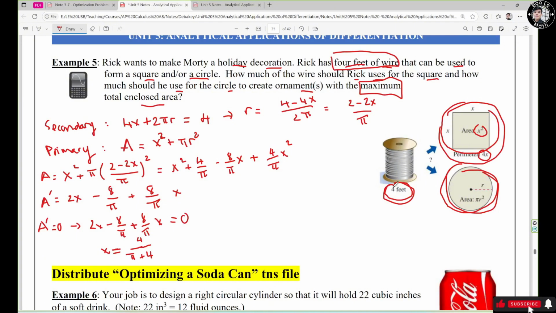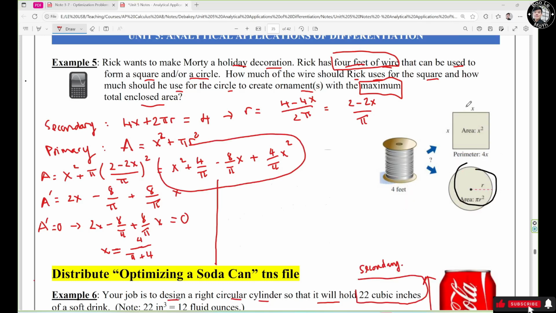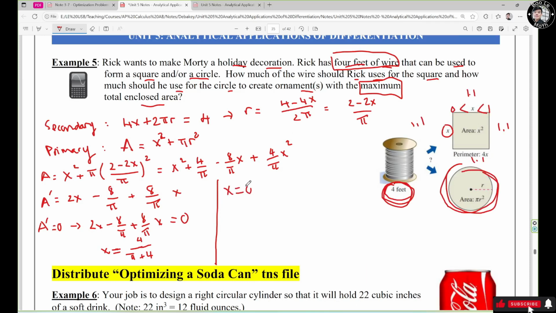Now keep in mind the length of the wire is 4 feet, right? So the value of s must be between 0 and 1, right? s equals 0, s equals 4 over pi plus 4, and s equals 1, right? Now I have A: s equals 0, substitute 0 for s into the function A right here.